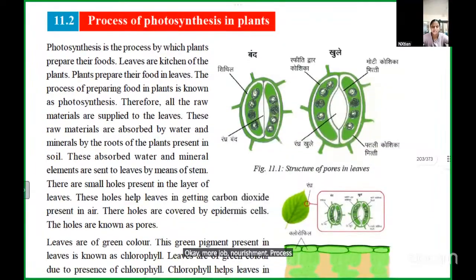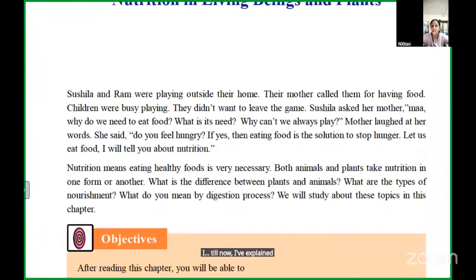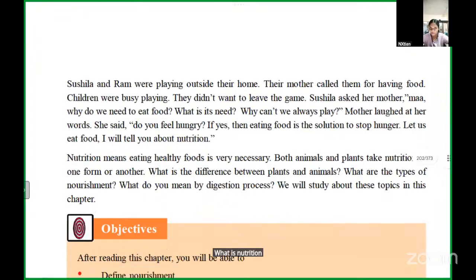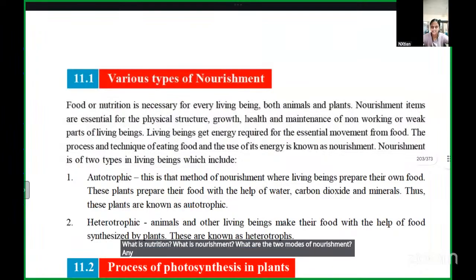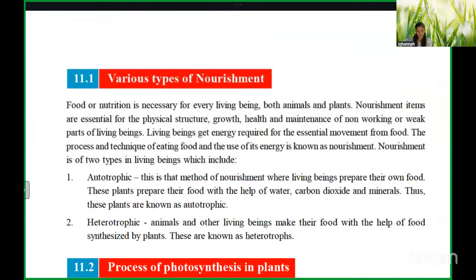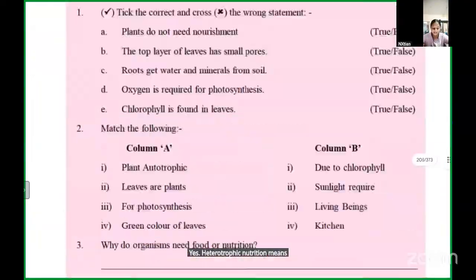Process of photosynthesis in plants. Till now I've explained what is nourishment, what is nutrition, what are the two modes of nourishment. Any doubt till here? Anything that you want to ask till here? No? And in heterotrophic nutrition is there only two types? Yes.